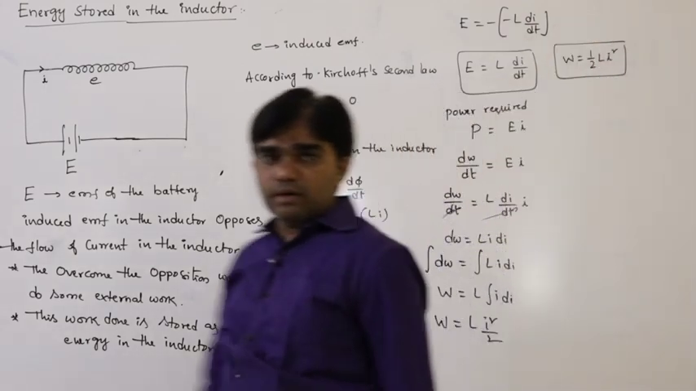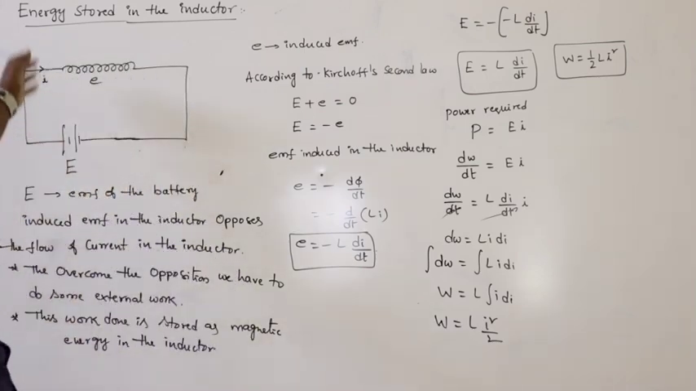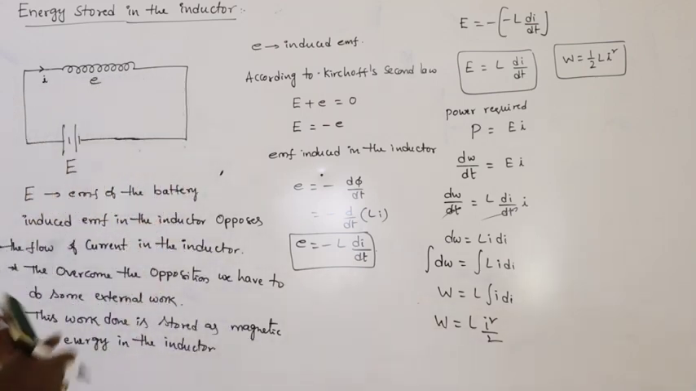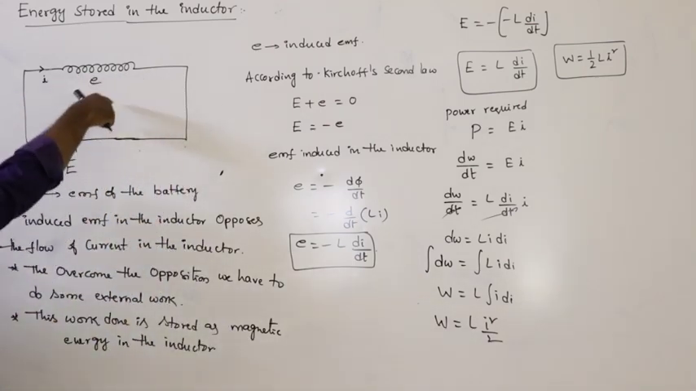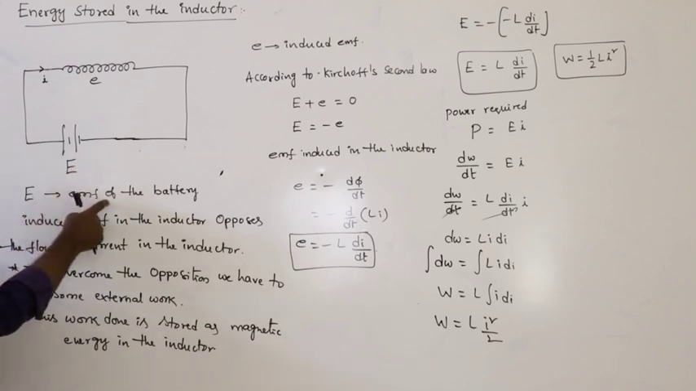That work done can be written as half L I square. So this is the energy stored in the inductor, half L I square. The simple thing is, an inductor is connected in the circuit with the help of an external battery of EMF capital E. E is the EMF of the battery.